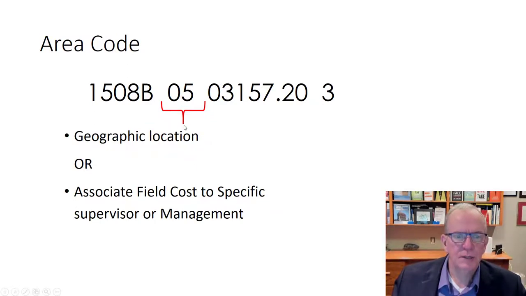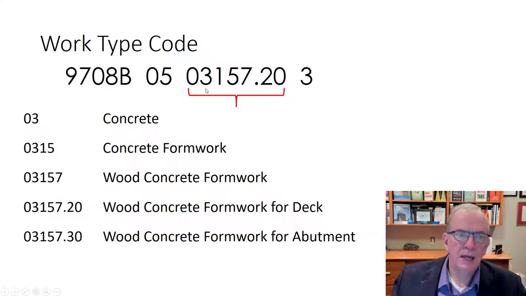Geographic location, as I mentioned. It could be then, we said MasterFormat, so if you've got your cost coding based on MasterFormat, then it's just following through the different levels of what we're actually looking at in this particular example here for the coding of the work that's being done.